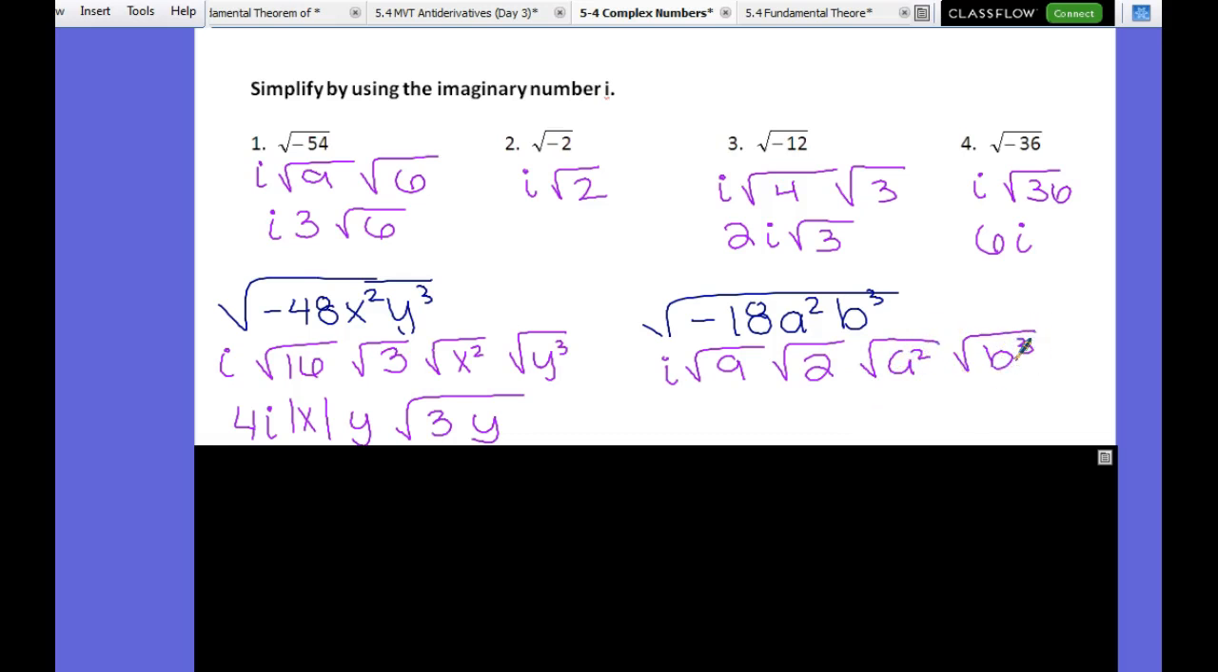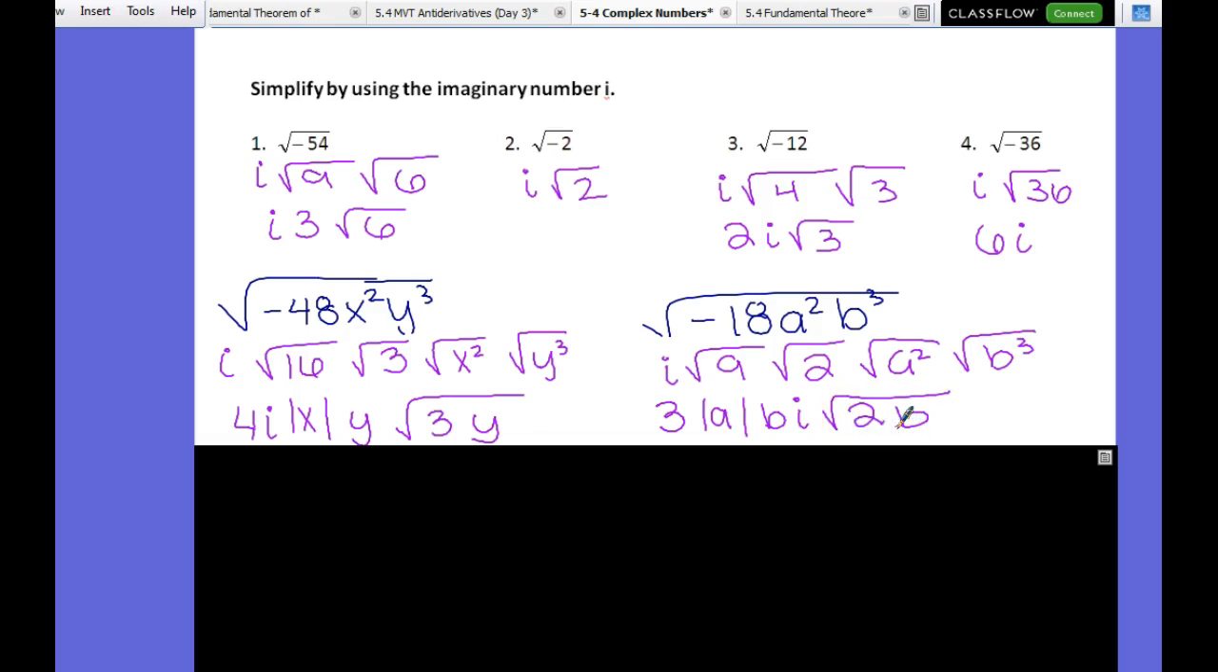Okay, square root of 9 becomes 3. Square root of a squared becomes absolute value of a. b cubed. We should be getting so good at some of these. Like b cubed pops up all the time. 1 b in, 1 b out. Tack on your i. The 9 became the 3, so that leaves the 2 and a b.